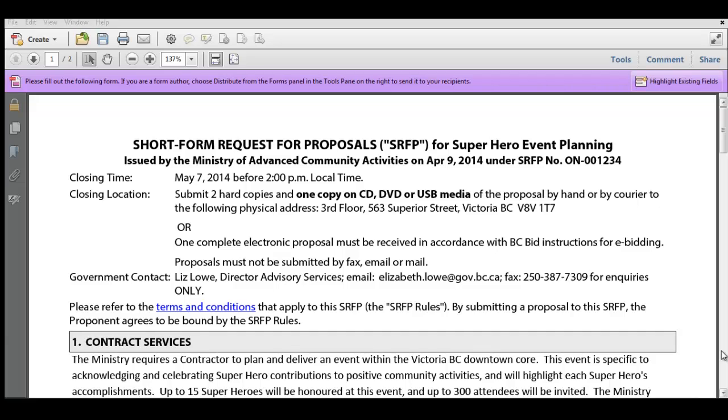If your proposal arrives late, it cannot be considered. Doesn't matter why it was late. If it arrives late, there's nothing that we can do. We have to reject your proposal. And pay careful attention to the date and the time. It says before 2 p.m.